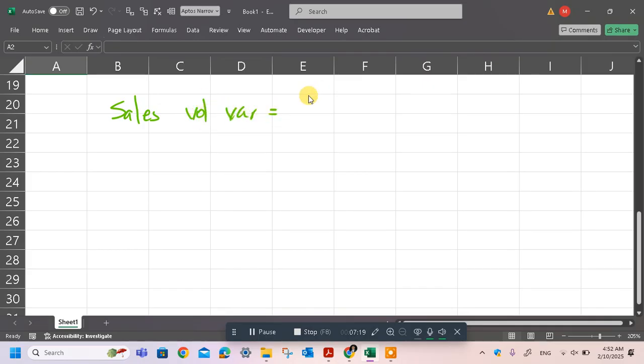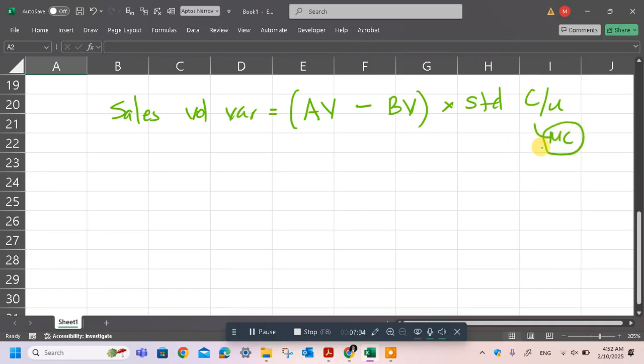Basic formula is actual volume minus budgeted volume multiplied by standard contribution per unit. If you are using marginal costing, it will be contribution per unit. If you are using absorption costing, it will be profit per unit.